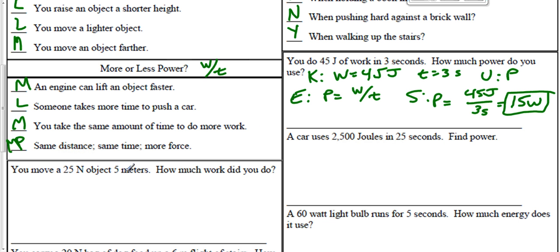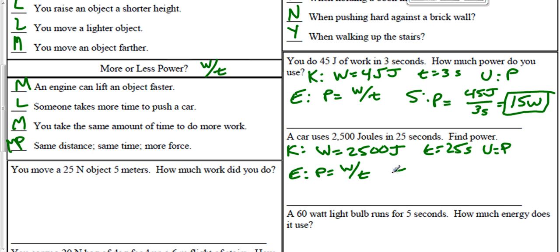Okay? Next one down. A car uses 2,500 joules in 25 seconds. Find power. Okay, so this is kind of the same. Our work, 2,500 joules. Time is 25 seconds. Our unknown is power. Equation, power equals work over time. Substitute and solve, we get power equals 2,500 joules over 25 seconds, which is going to give us 100 watts.